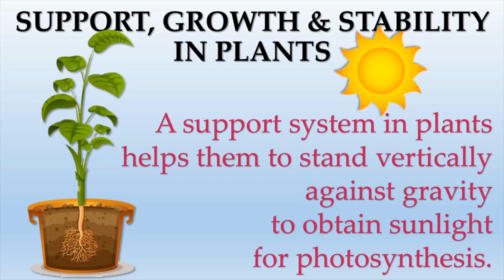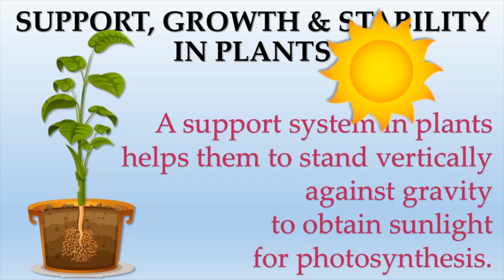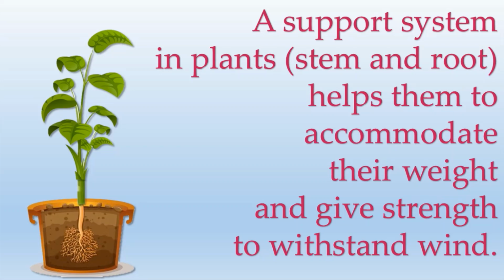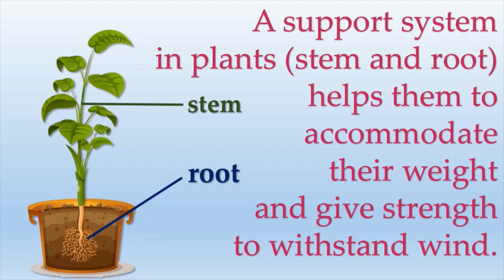A support system in plants helps them to stand vertically against gravity. It is vital to ensure that the leaves are exposed to sunlight to carry out photosynthesis. The main support for plants is the stem and root, which help to accommodate the plant weight and provide strength to withstand the wind.